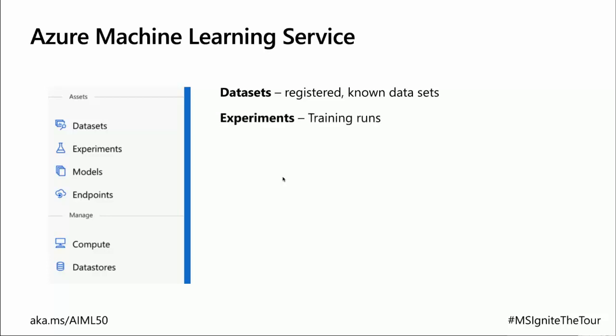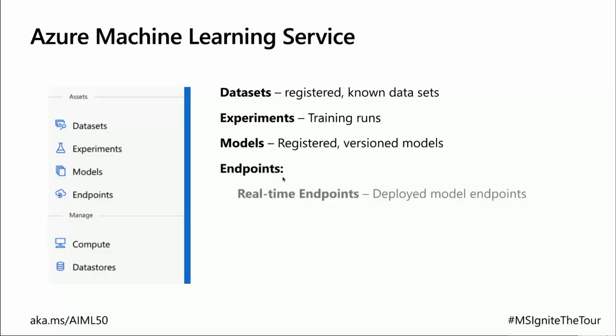Experiments are basically all of our training runs. So when you run a training run to get a model out of an experiment, a model produced, you're essentially running an experiment, and Azure Machine Learning service will track these experiments for you. The models themselves, of course, are registered, versioned models, so you can produce a whole lot of models and then just register and version the ones that you care about, the ones that you actually want to deploy.